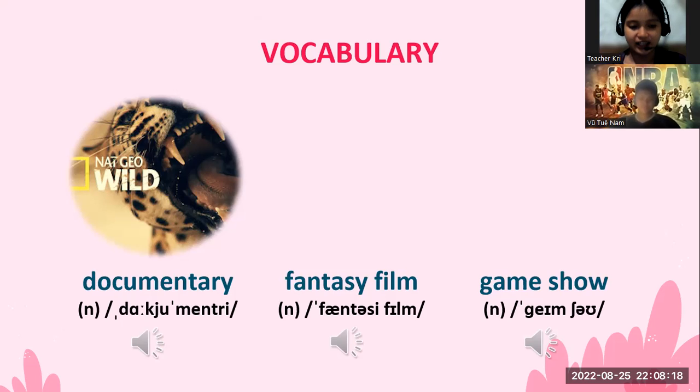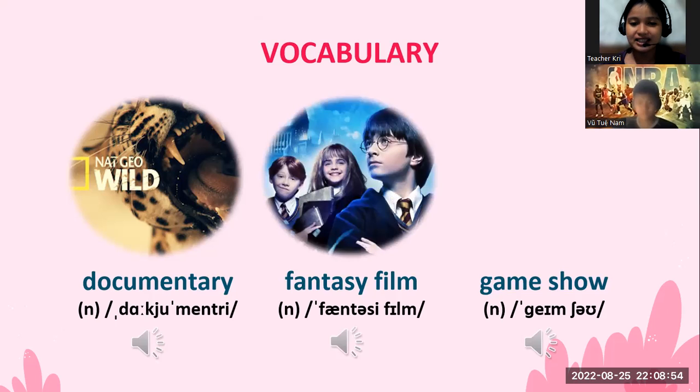Documentary. Okay, so documentary is a kind of movie which is true. For example, you are going to feature the life of animals, the life of native people, or a kind of story which is true. So those are examples of documentary film. Okay, do you understand? Yeah, teacher, I understand. So next word is fantasy film.